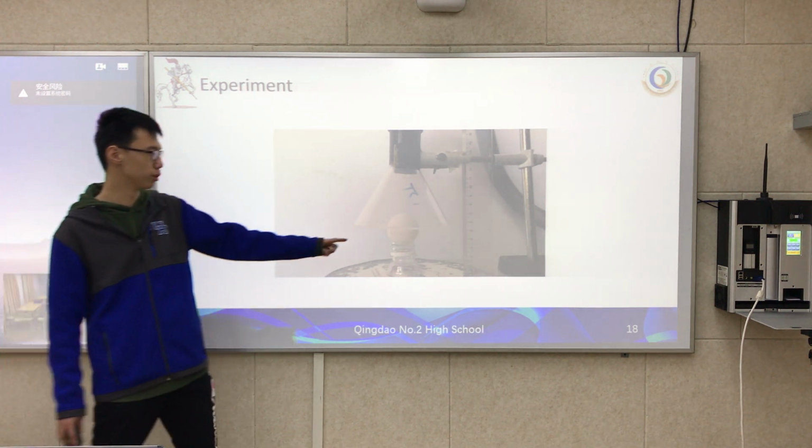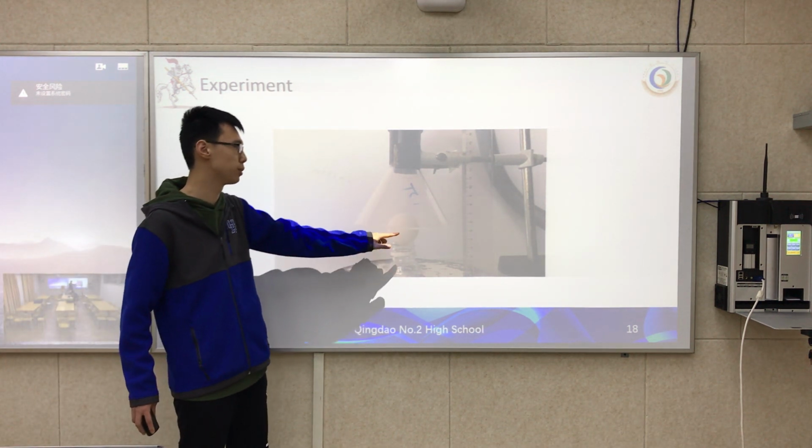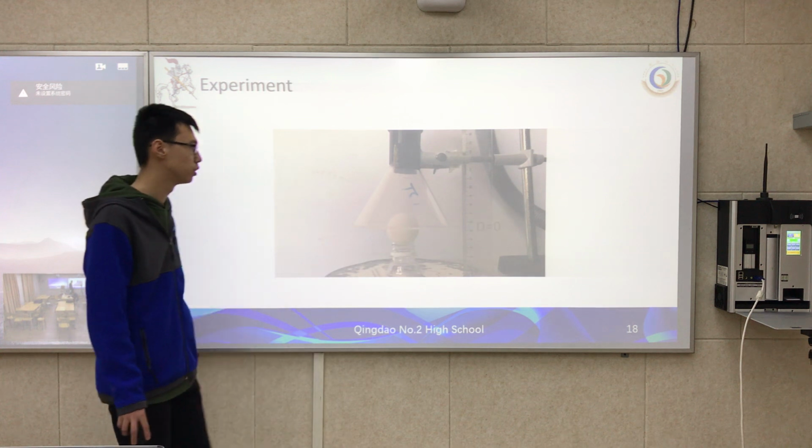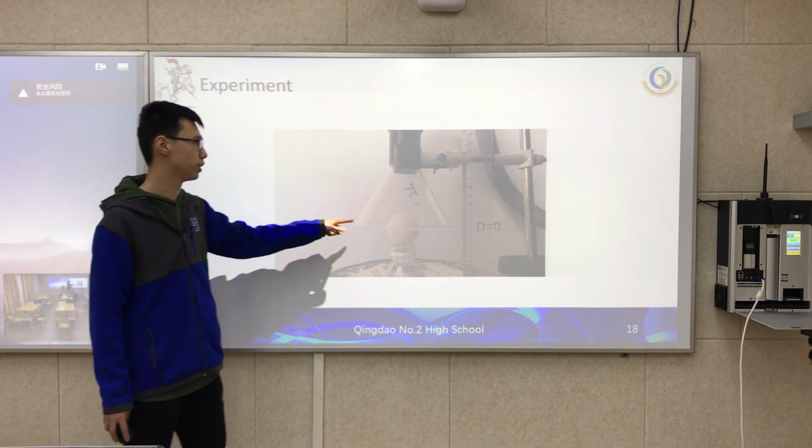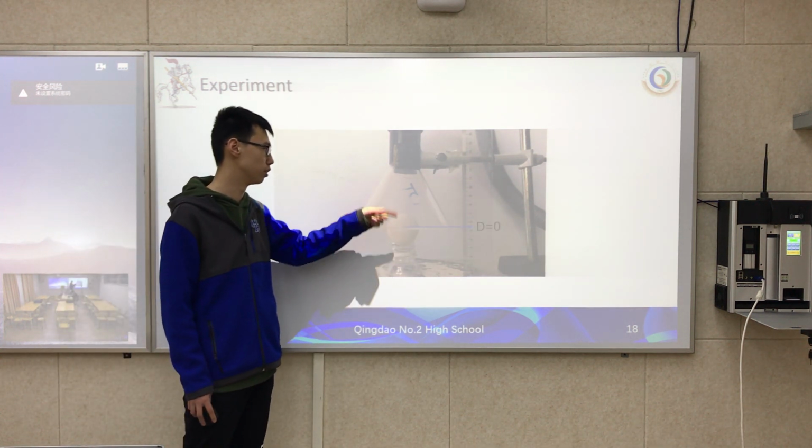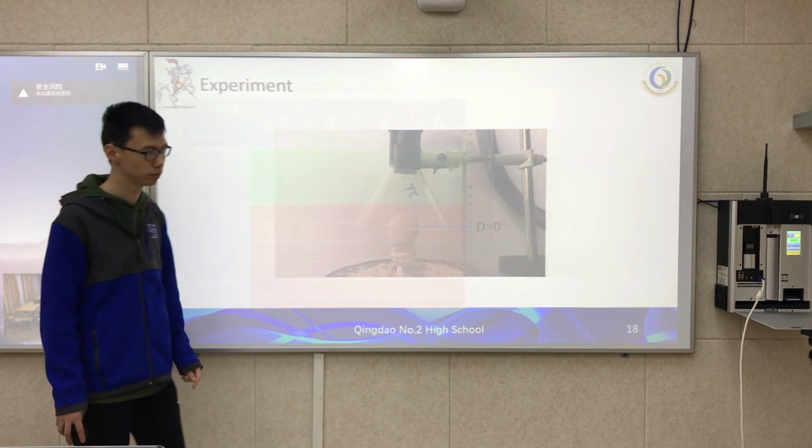And we also use a ruler to control the distance between the center of the ping pong ball and the bottom of the funnel. The figure shows that the distance between the ping pong ball and the funnel is equal to 0.